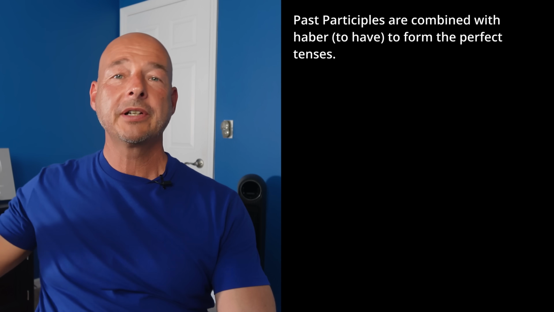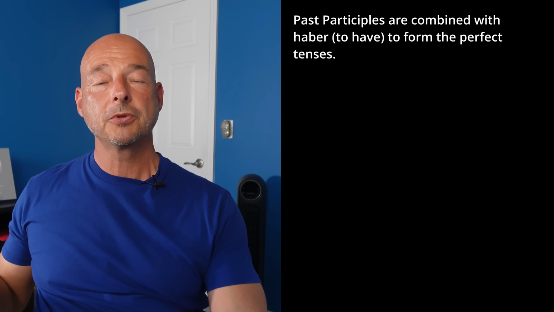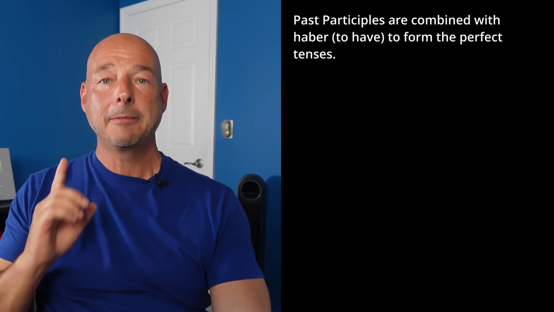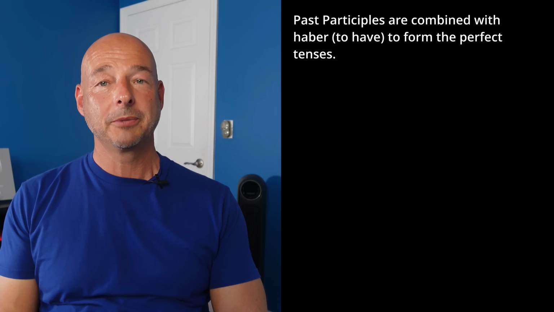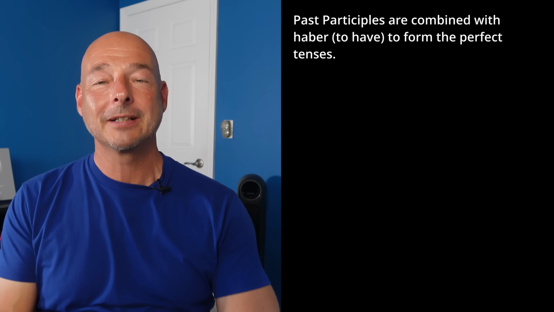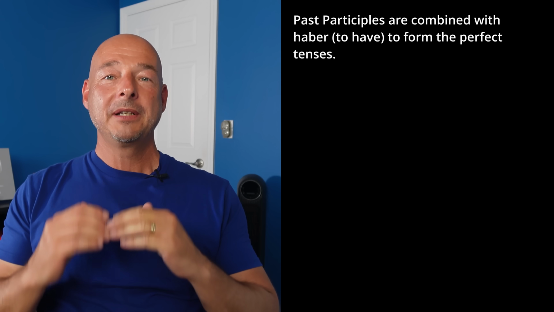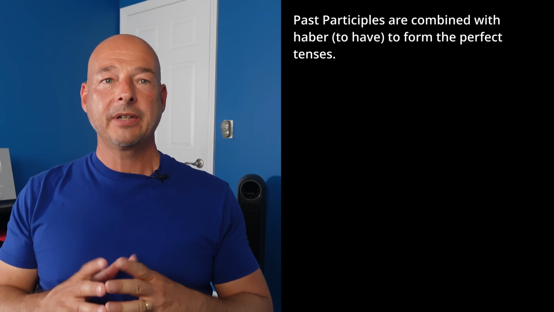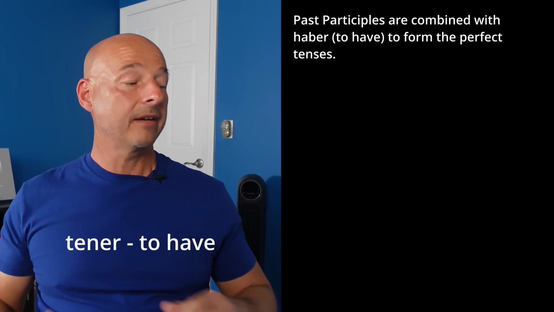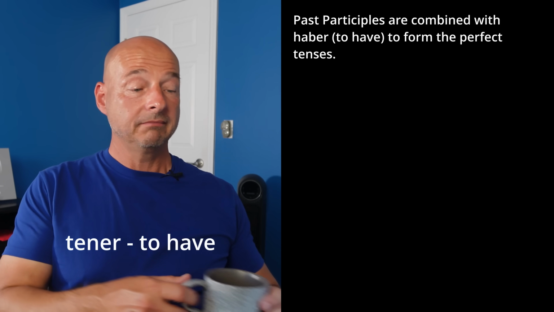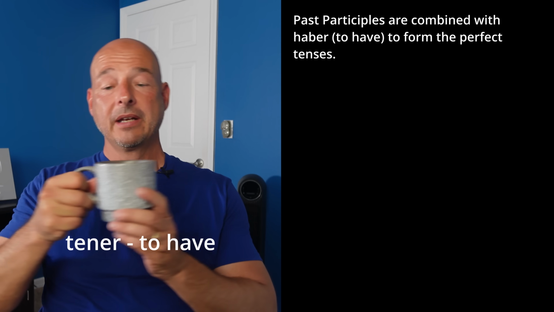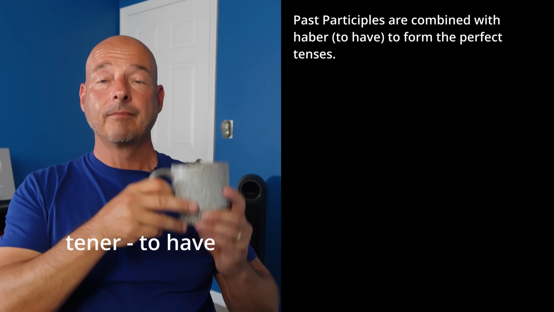Now, the number one way you're going to see past participles used is with the verb haber to form the perfect tenses. And I know they're like, there's more grammatical terms, Paul. I know, they're going to be all through this thing. Now, haber means to have. And some people may be like, okay, I thought tener was to have. Tener is to have, but it's like to have something. Like, I have this coffee cup. Tengo esta taza de café.